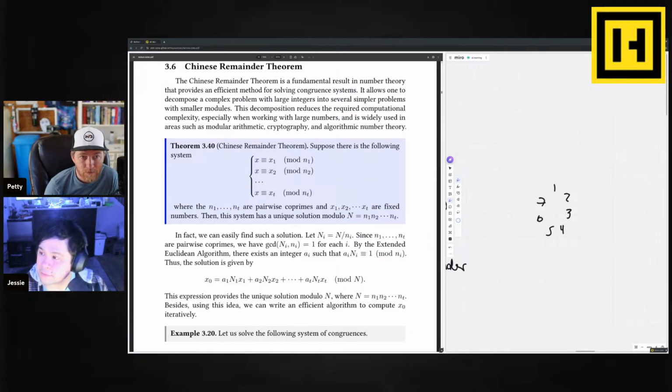The Chinese remainder theorem is a fundamental result in number theory that provides an efficient method for solving congruence systems. It allows one to decompose a complex problem with large integers into several simpler problems with smaller moduli. This decomposition reduces the required computational complexity, especially when working with large numbers. It is widely used in areas such as modular arithmetic, cryptography, and algorithmic number theory.